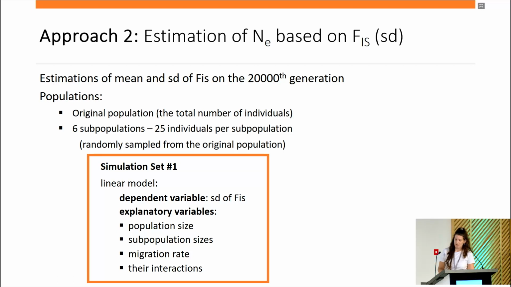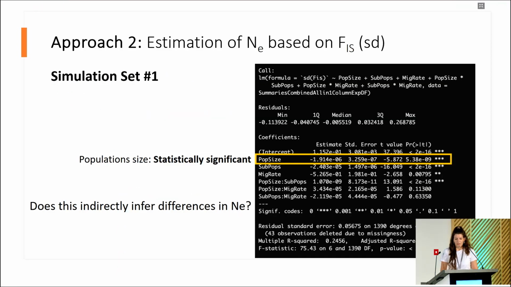So we have here as the dependent variable the standard deviation of the inbreeding coefficient, and then the explanatory variables, which is the population size, the subpopulation sizes, the migration rate, and their interactions. And this is what we got. So it seems to be statistically significant for the population size, our model. So here you can see the 3 stars.